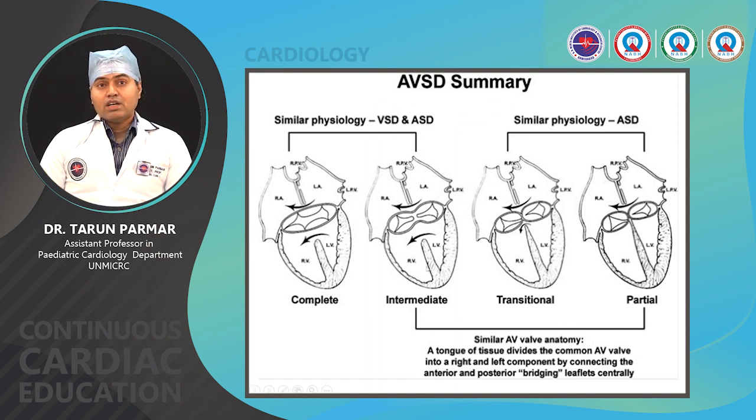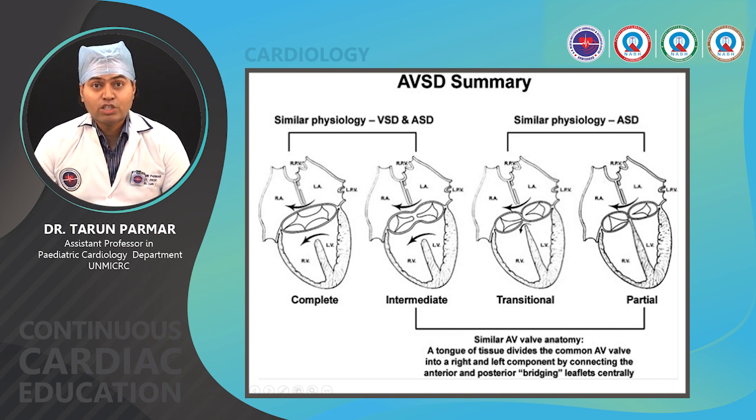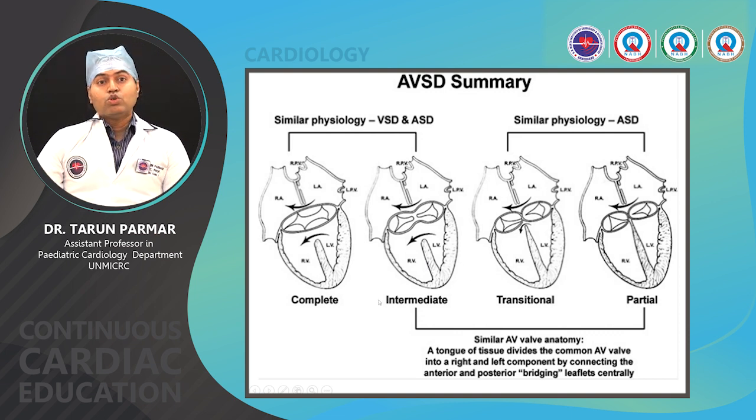VSD is large, similar to complete AVSD. So this is the cartoon representation of the types of AVSD. Here we can see similar physiology or hemodynamics in the complete and intermediate varieties of AVSD, where it actually behaves like VSD and ASD. So there is a large inlet VSD and large ostium primum ASD. Here also, large ostium primum ASD and large inlet VSD.